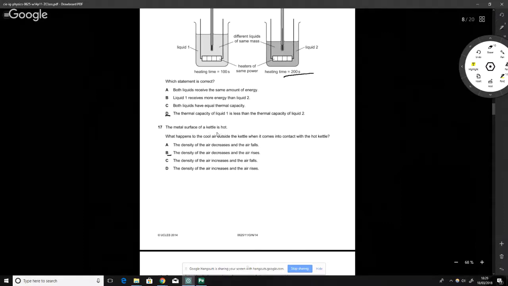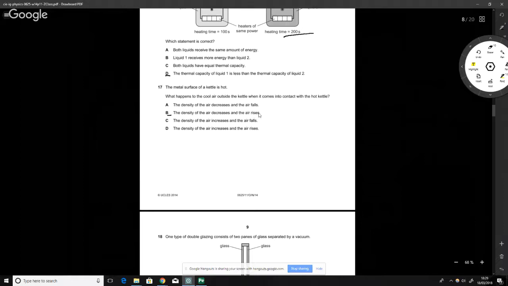The metal surface of a kettle is hot. All right. What happens to the cool air outside the kettle when it comes into contact with the hot kettle? Okay. The density of the air decreases and the air rises. So that is the correct answer. These are definitely wrong because the density does not decrease because it's being heated. The volume increases. The density of the air increases, but it doesn't fall because the buoyancy is actually going up because it displaces more air. So the answer is B.